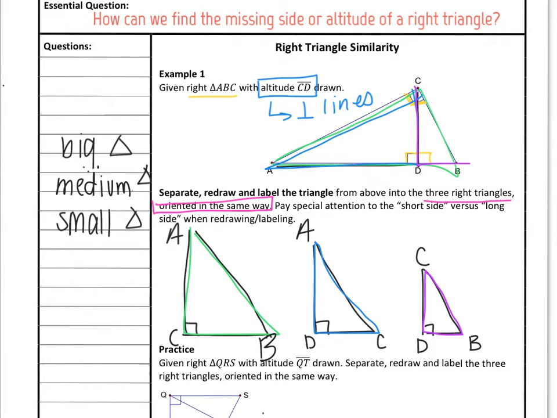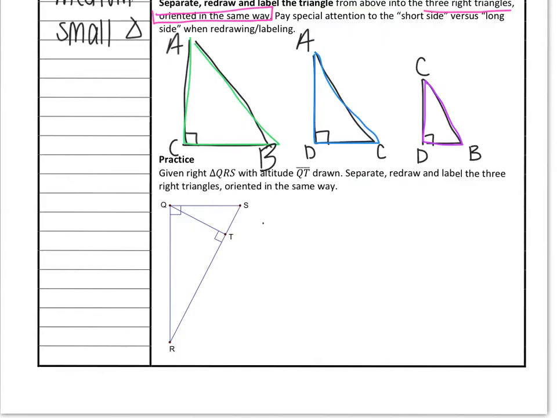And let's go ahead and try this one down here to see if you can draw it on your own. So for this question, it says given right triangle QRS with altitude QT, separate and redraw and label the three right triangles all oriented the same way.